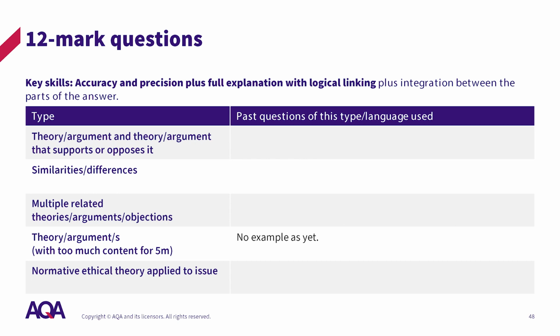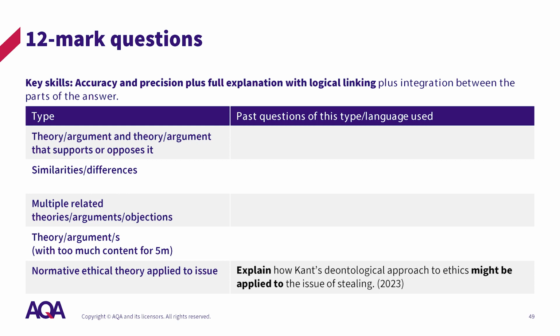An as yet unasked version of a 12-mark question could be asking students to explain a theory or argument which has too much content for a 5-mark question. Finally, students can be asked to explain how a normative ethical theory can be applied to an issue, such as the example on screen from 2023.